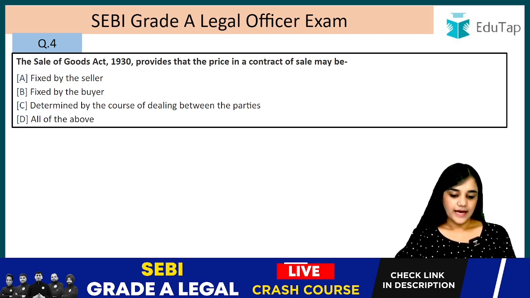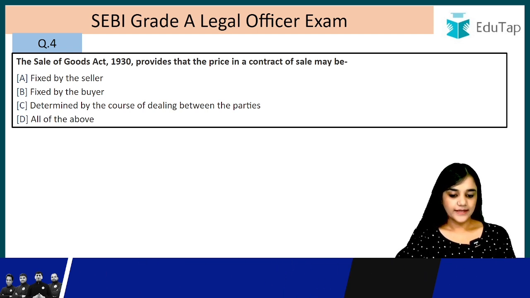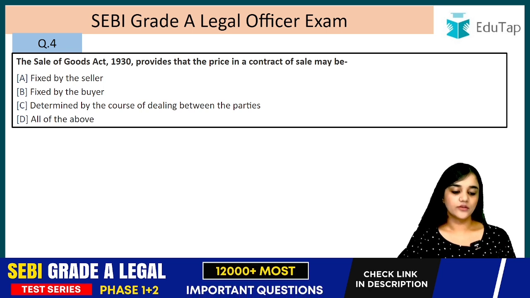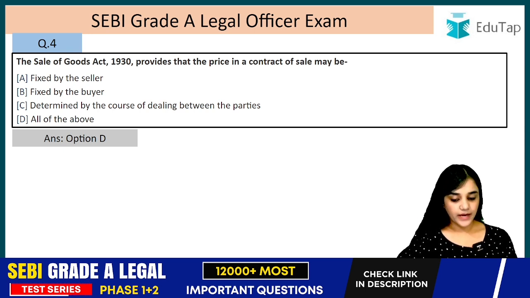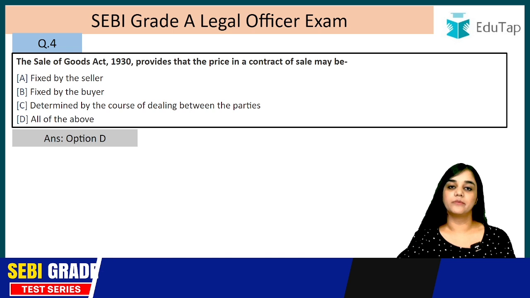Question number 4. The Sale of Goods Act 1930 provides that the price in the contract of sale may be. So the answer to this is D. It can be fixed by the seller, it could be fixed by the buyer, or determined by the course of dealing between the parties, right?